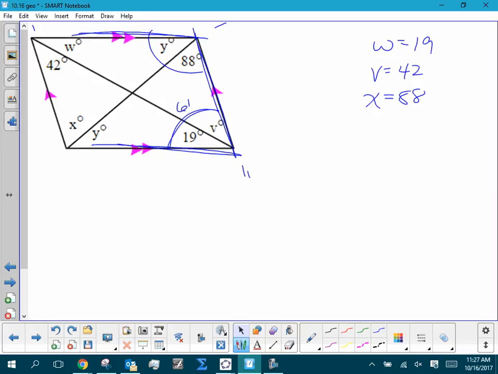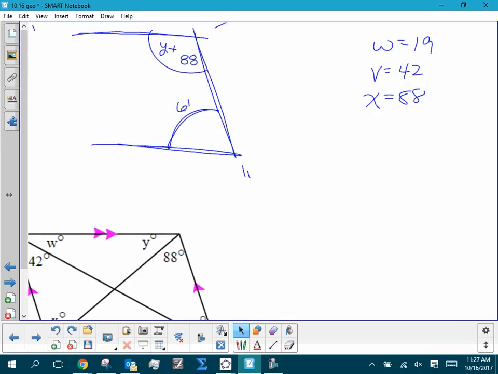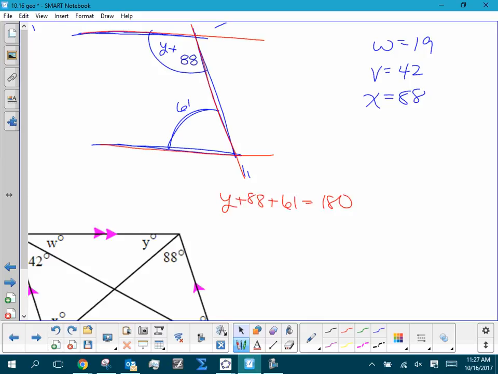And this angle here, angle addition says it's y plus 88, right? So now take that picture out. What relationship? Those angles are same side interior. Same side interior should be the same? No, 180. They should be supplementary. So I'm going to take y plus 88 plus 61 equals 180. Do that addition, subtract it over, and now I've got y.